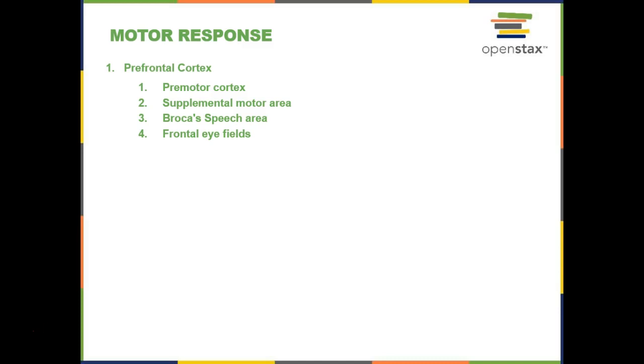Broca's speech area is anterior to the premotor cortex, and it functions in stimulating the muscles associated with speech to move properly for speech or for sound. And the frontal eye fields stimulate our eyes to move towards different stimuli for vision.